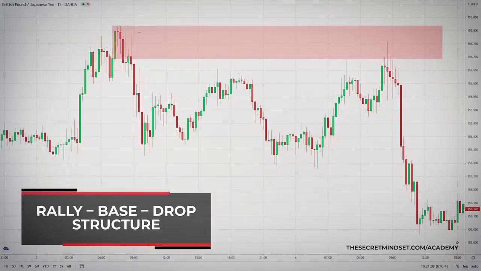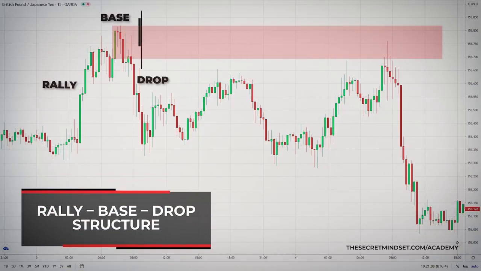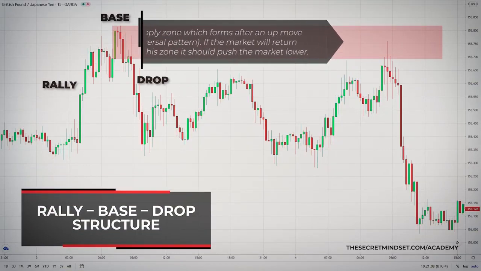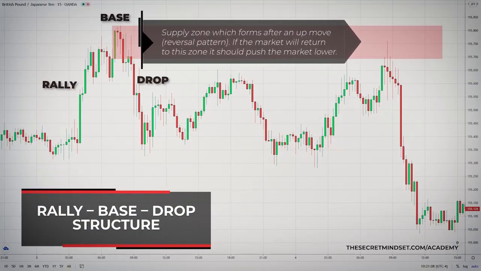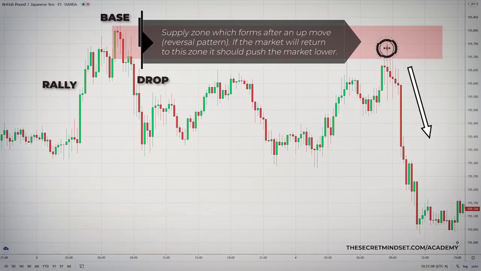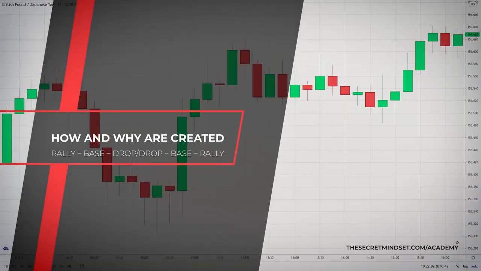On the opposite side of the scale, we have the rally base drop zones. These zones form when the market reverses from moving higher to moving lower, and when this construction is complete, a supply zone will have formed in the market, which should cause the market to fall. Again, a reversal structure. What creates the rally base drop or the drop base rally structure?